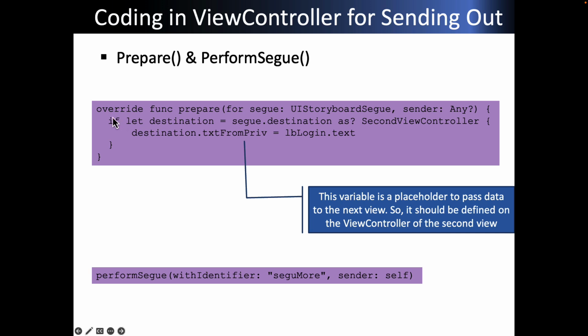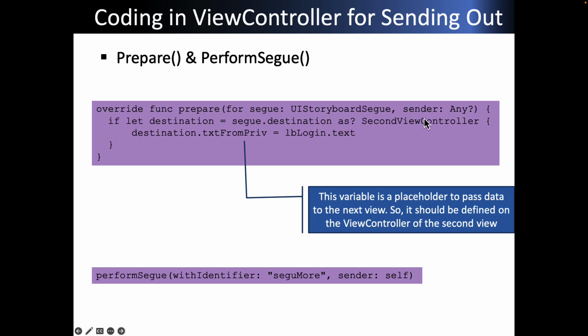So within the if statement, we have an assignment. The destination constant is declared, if it is successfully declared, by holding segue.destination, whatever the value, whose type is the second view controller. This is if we have another view controller, called the second view controller. So that is the destination.